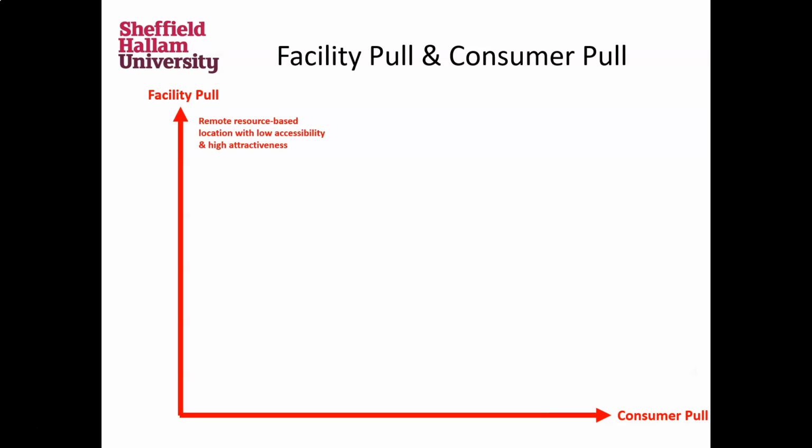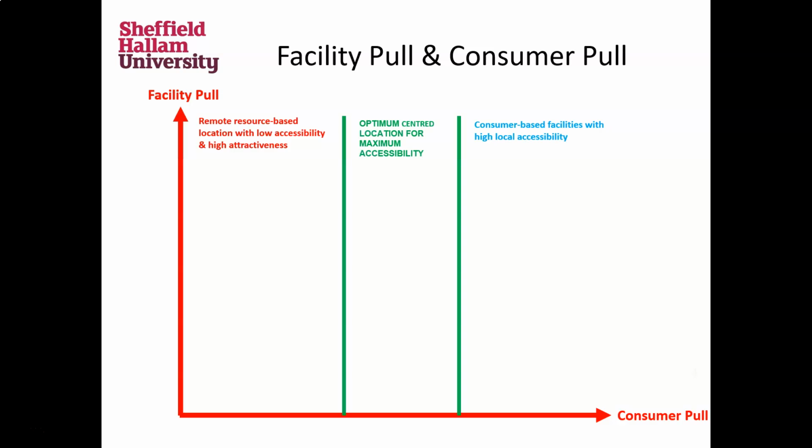So if we think about this and we try to categorize them, we can come up with three categories of facilities. So perhaps the best way of thinking about this first category here is there are some in sport, there are some remote or resource-based locations with low accessibility but high attractiveness. So we'll talk about what they might be in a minute. And at the other end of the extreme, we've got consumer-based facilities with high local accessibility. And in the middle, we might have a different kind of facility, which is an optimum-centered location for maximum accessibility.